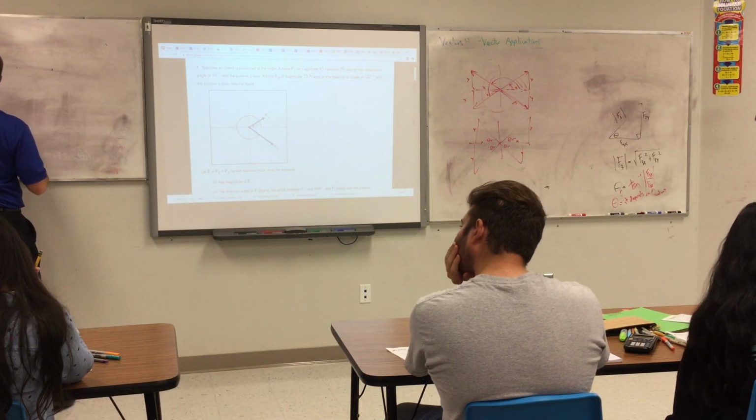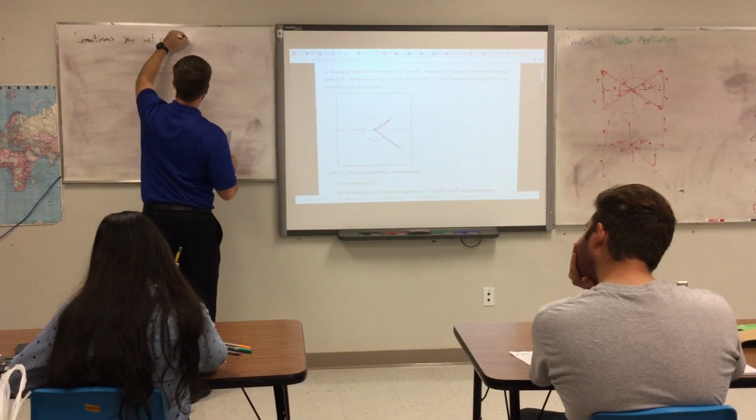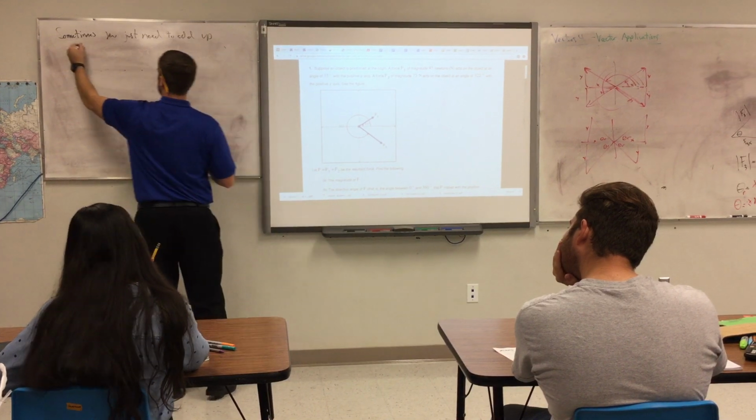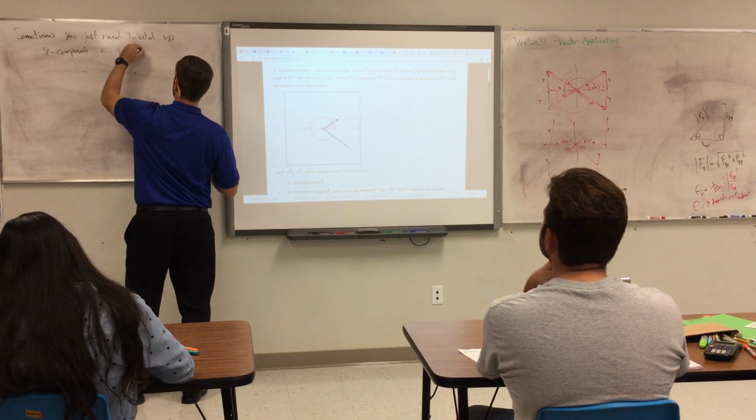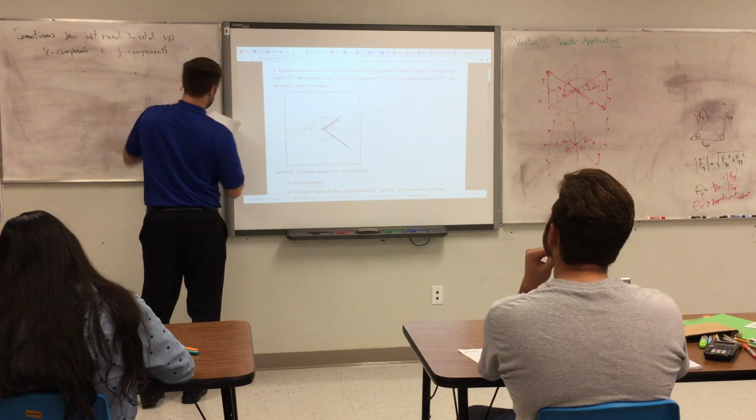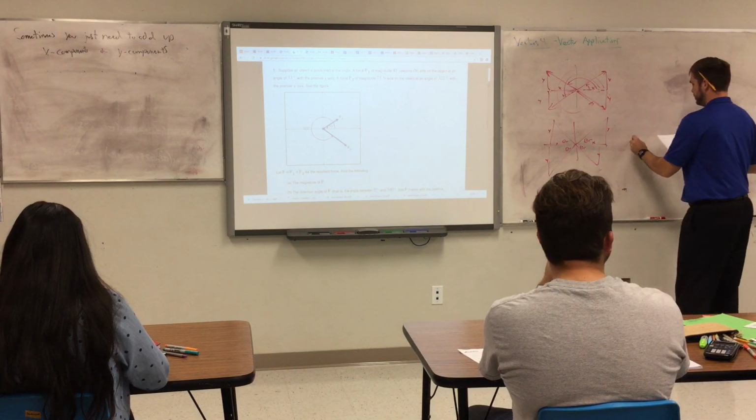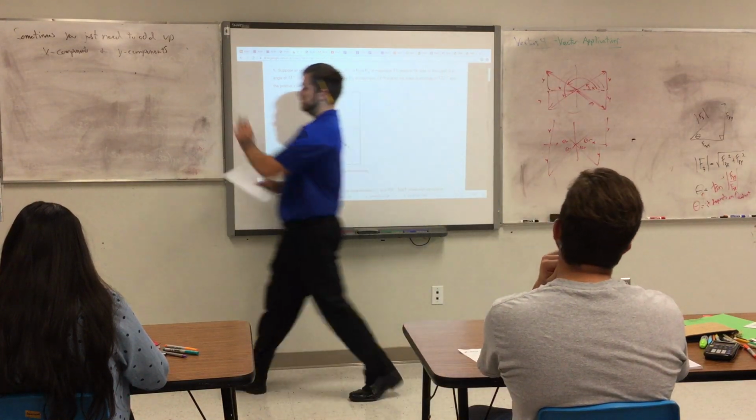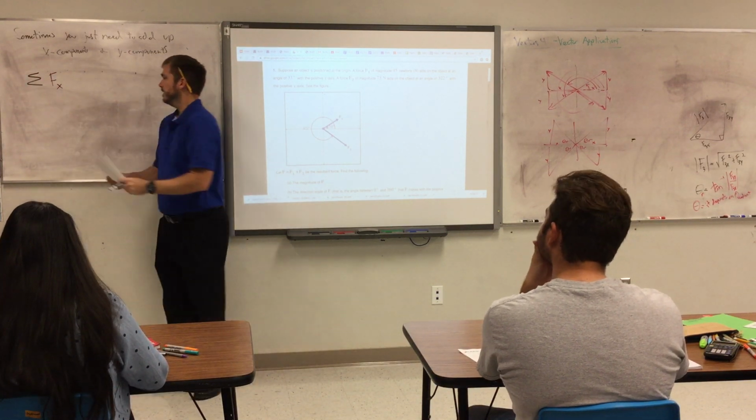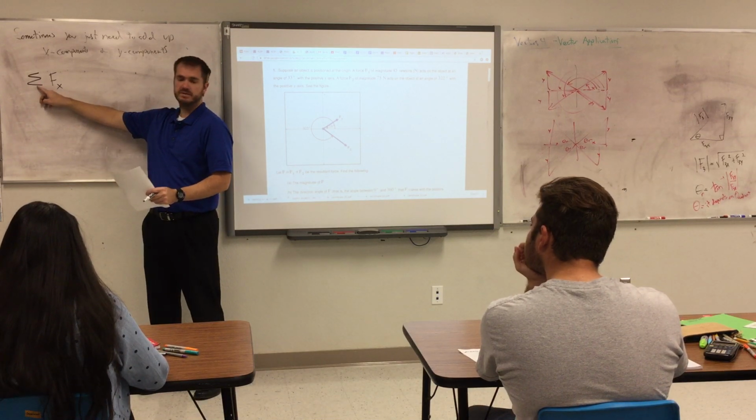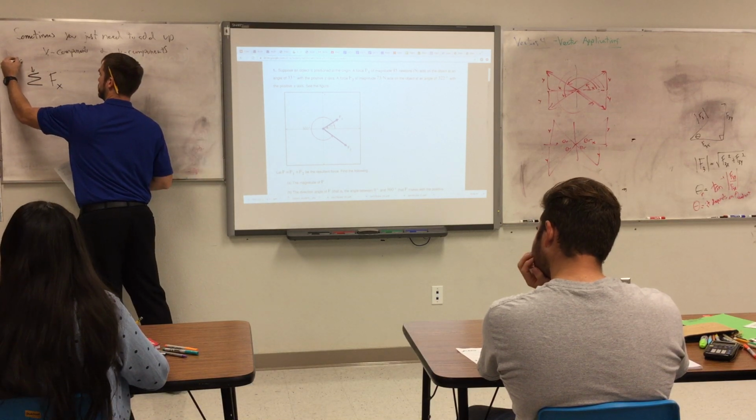Sometimes you just need to add up the x parts, or the x components, and the y parts, namely the y components. And in mathematics, we have a special way of denoting that. We'll say this symbol right here, it's sigma, capital sigma, Greek letter, and what that means is sum, or add up.